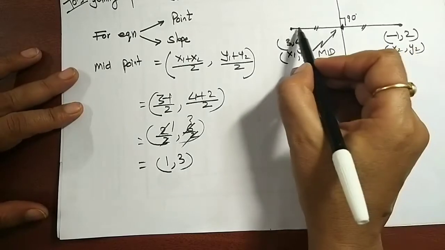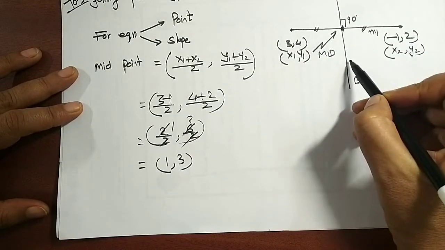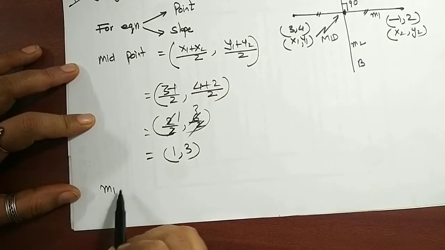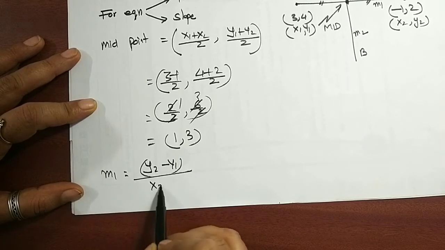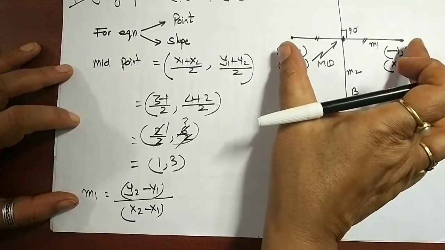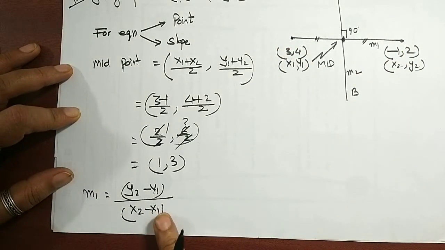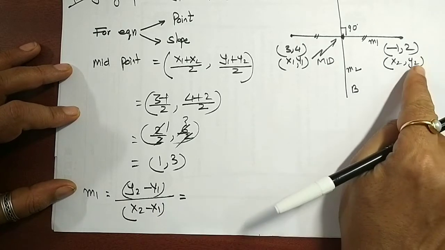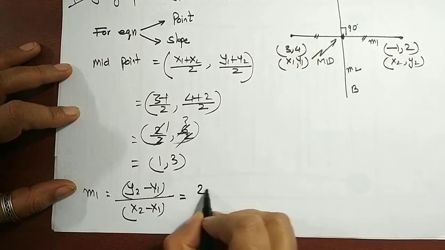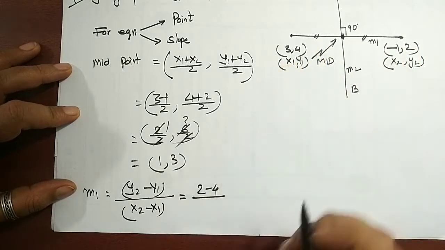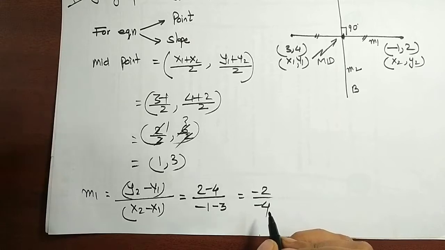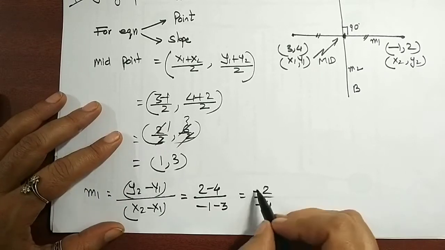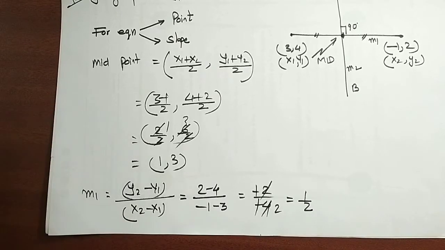Now I need a slope. So suppose the slope of this line is m1 and what I need is m2. So what is m1? What is the formula of slope? (y2 minus y1) by (x2 minus x1). If 2 points are known, this is a very straightforward formula for slope. So let me apply it. y2 minus y1, which is 2 minus 4, by x2 minus x1, so minus 1 minus 3. So it is minus 2 by minus 4. This will cancel, so I am getting 1 by 2.